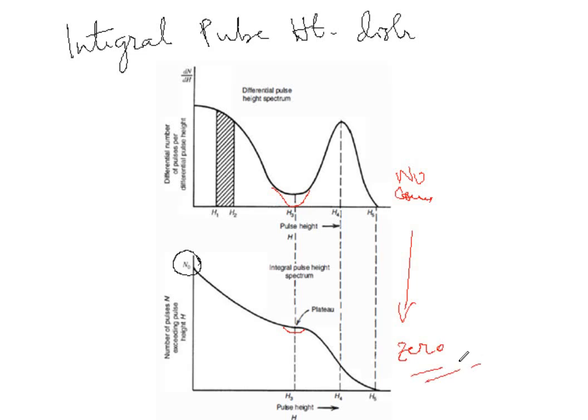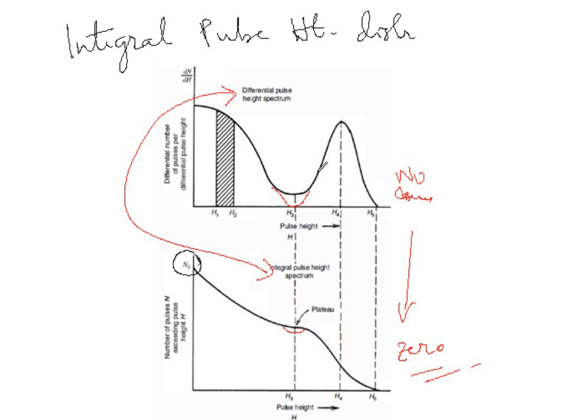Fine. Now it is important to remember that both of them, this differential and integral curves, actually convey the same information, and in fact they can be derived from one another. So if I give you a differential spectrum of a source, then you should be able to derive the integral spectrum, and vice versa. The amplitude of the differential distribution at any pulse height is given by the absolute value of the slope of the integral distribution at the same height.